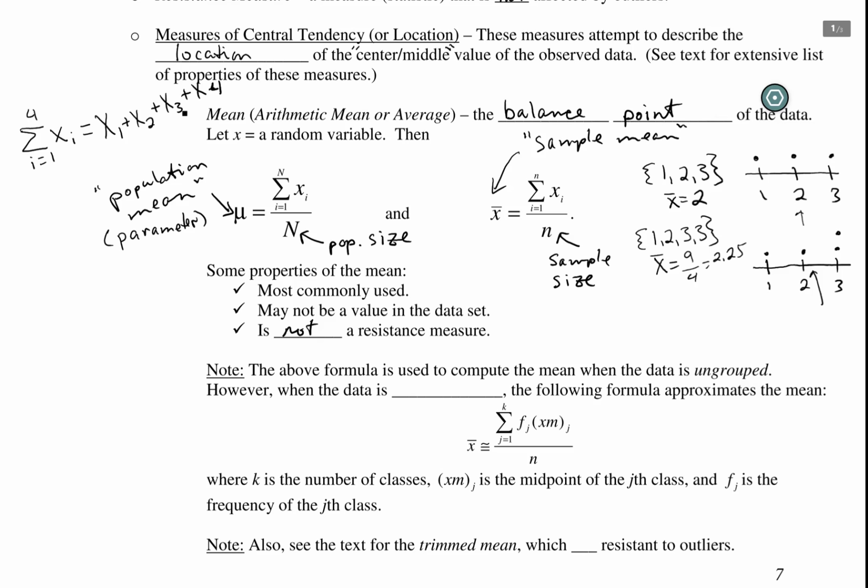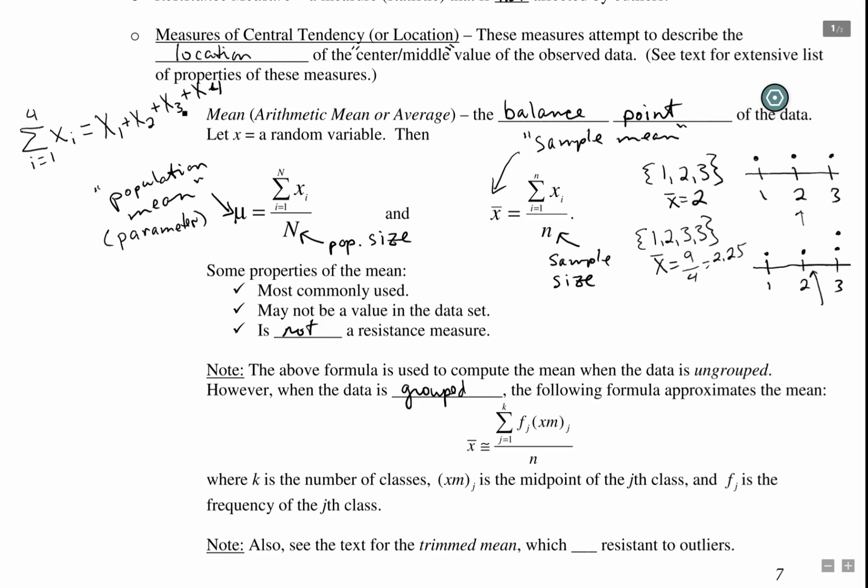The above formula, this one here, is used to compute the mean when the data is ungrouped, when we have the raw data. But sometimes we have the data in a frequency distribution, where it is grouped. If we have it grouped, then we use this formula to compute the mean. You take the frequency of the class, multiply it times the midpoint of the class, add those little products up for every class, and then divide by the sample size.